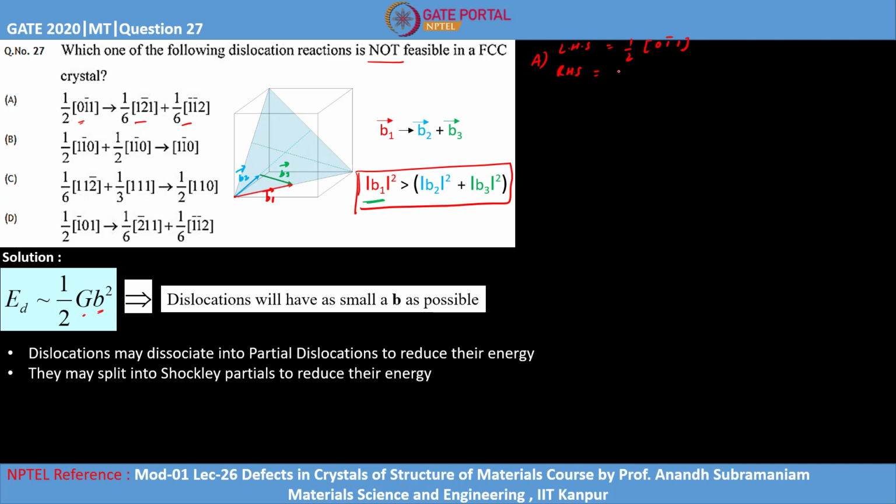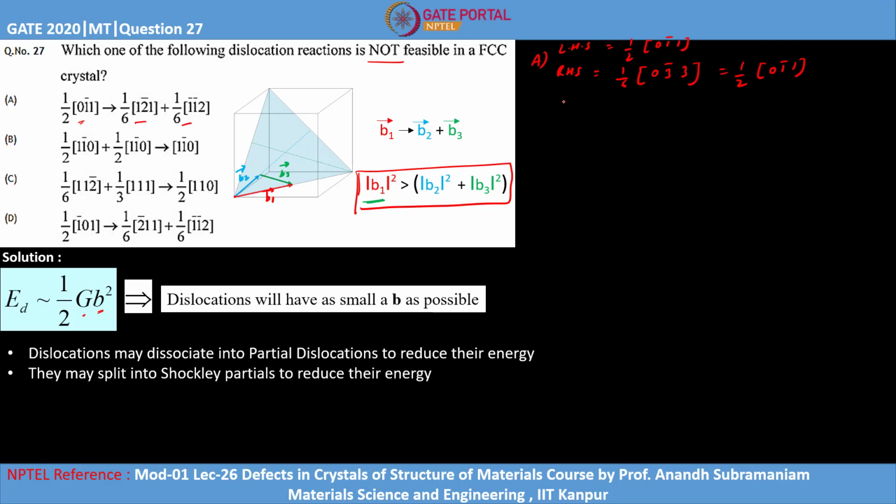So simply summing it, 1/6 times: 1 plus 1 bar gives you 0, 2 bar plus 1 bar gives you 3 bar, and 1 plus 2 gives you 3. If you simplify it, it will be equal to 1/2 [0 1 bar 1]. So the vectorial sum is correct.